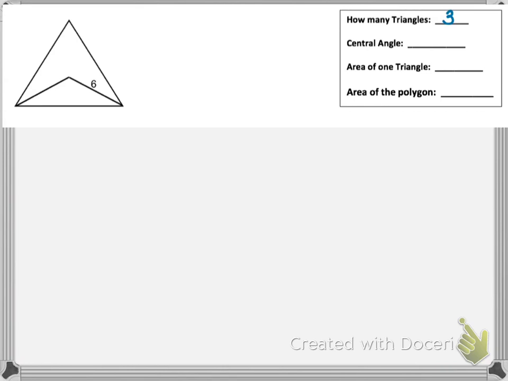Then to find our central angle, we'll take 360 and we'll divide it by how many sides I have, which is 3. And I'll end up with 120 degrees.